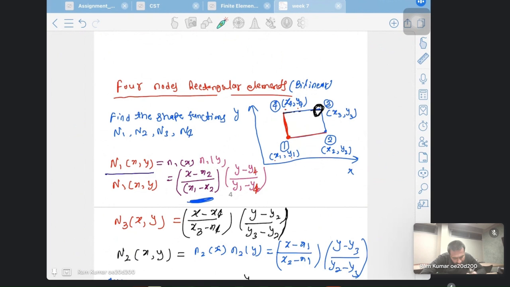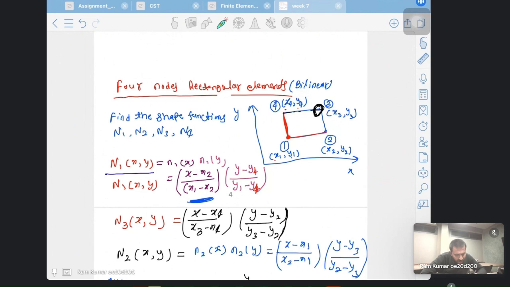So what is N1 in x? It is x minus x2, divided by x1 minus x2, which is the length of this element. Similarly in the y direction, y minus y4, because this is our y4 coordinate, divided by y1 minus y4. So this will be our N1.